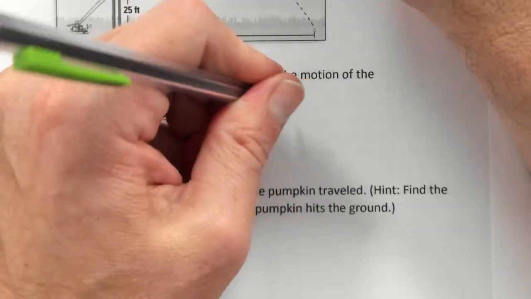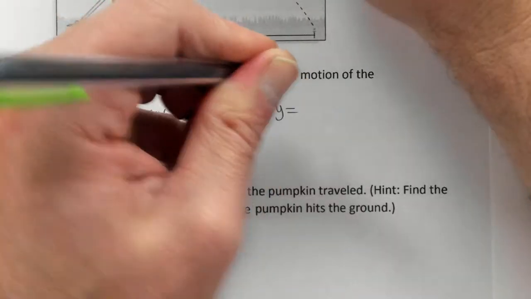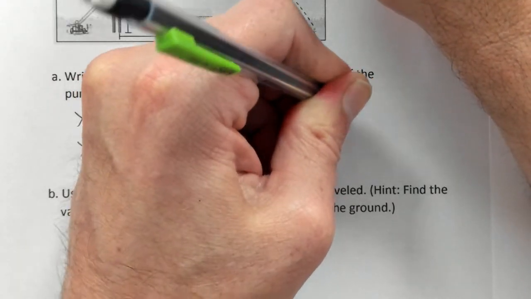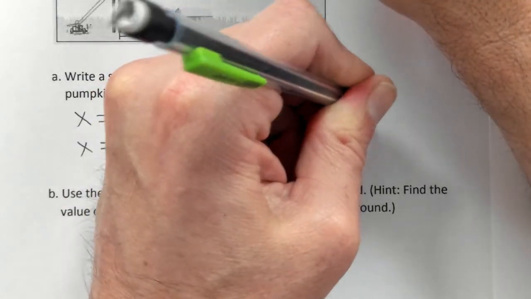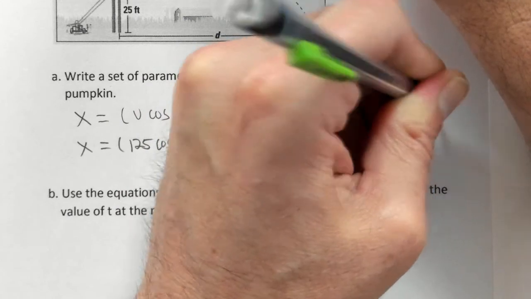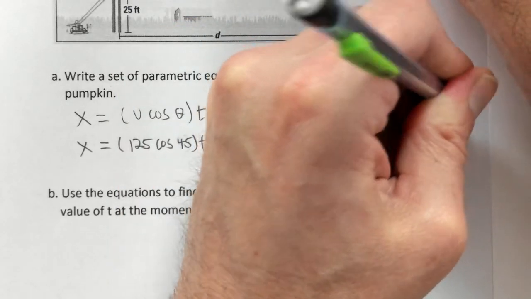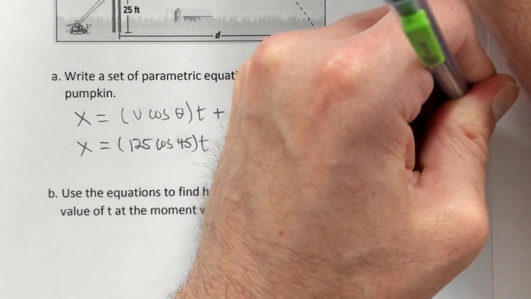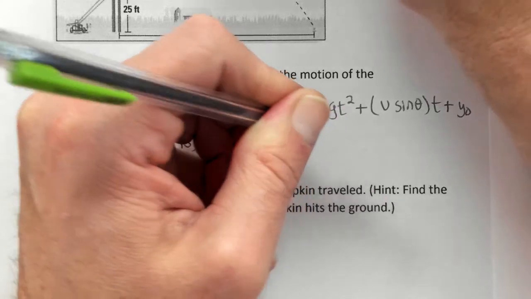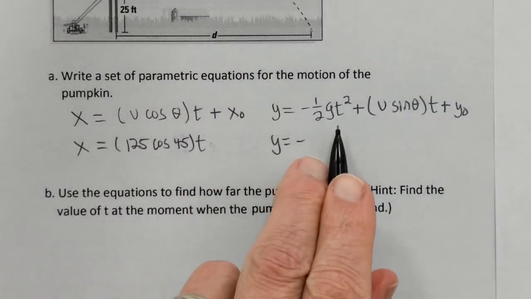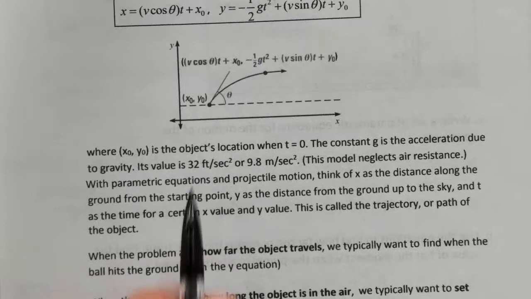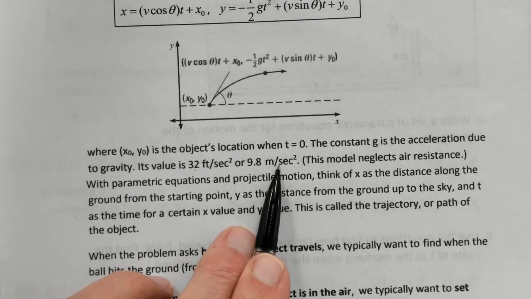Now the y equation. The general form is this, and I'm just writing this from the other page: negative 1/2 g t squared plus open v sine theta close t plus y sub 0. So now when we go to plug in here, this is going to be y equals negative 1/2 times g. Now remember, g is a constant, and that constant can either be 32 feet per second squared or 9.8 meters per second squared.